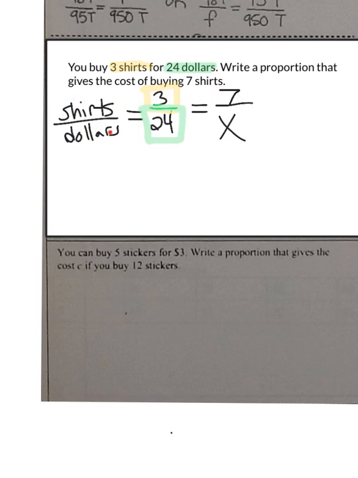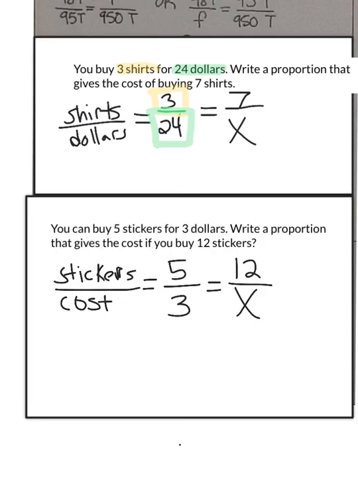Shirts, dollars. Okay, now you are going to try this one on your own. So pause the video, try it on your own, and then compare it to my answer. I'm not going to go through this, so just look at the answer. If you don't get it, come ask me a question. Okay, so your proportion should have looked like this.